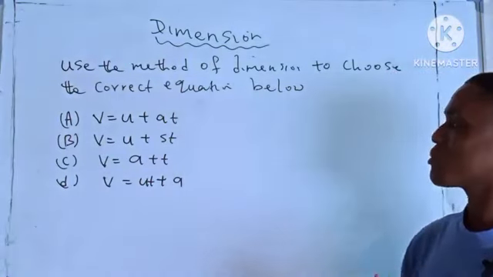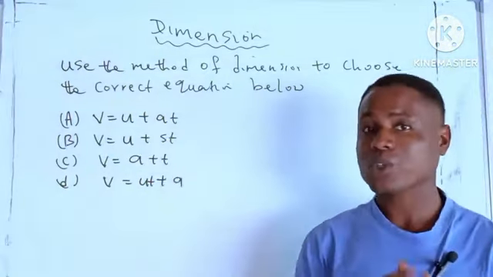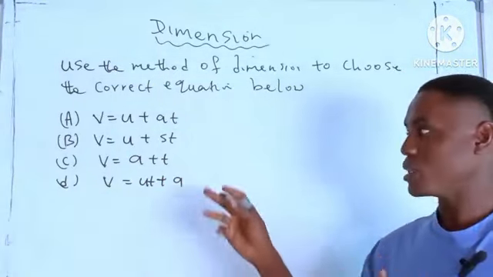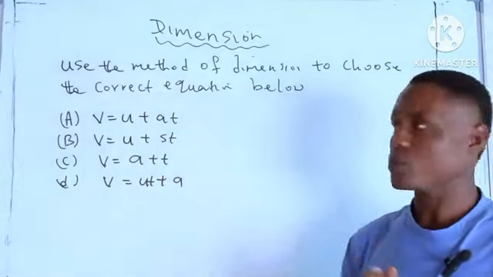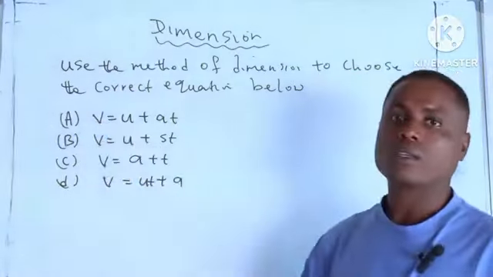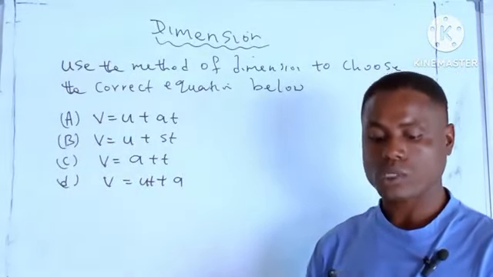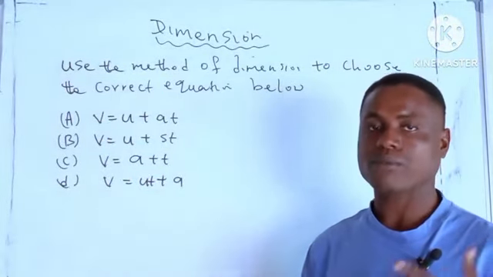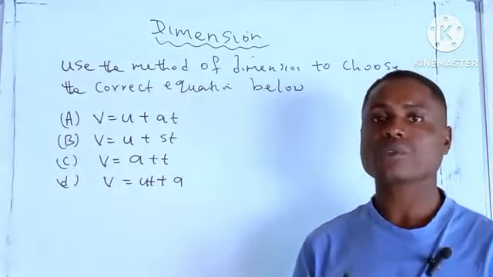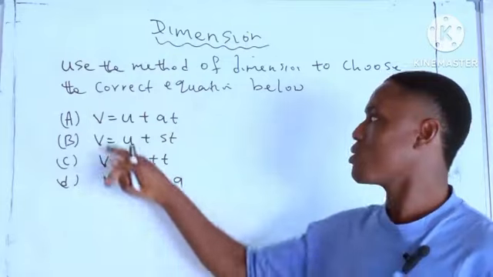Now take note, this is the rule behind this type of question. Look at it. In the study of motion, there is something we call initial velocity and final velocity, right? V stands for final velocity. If you want to write it down now.